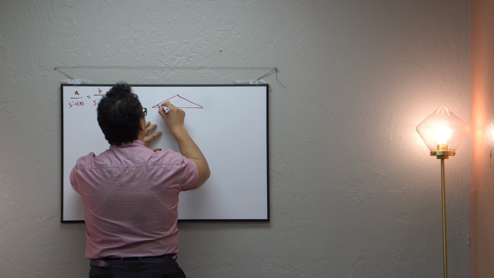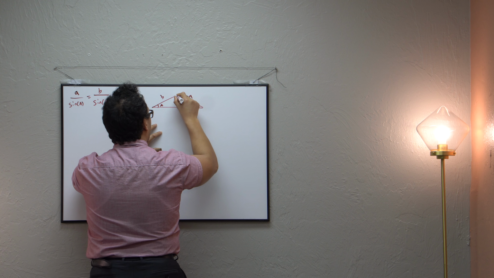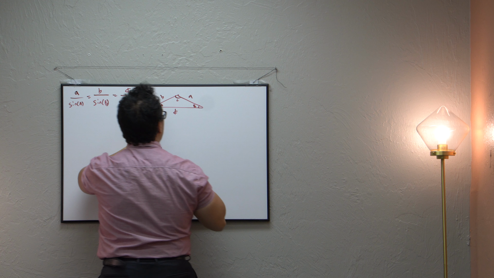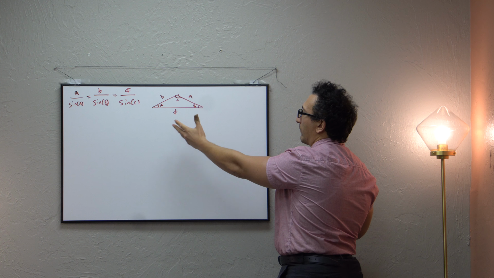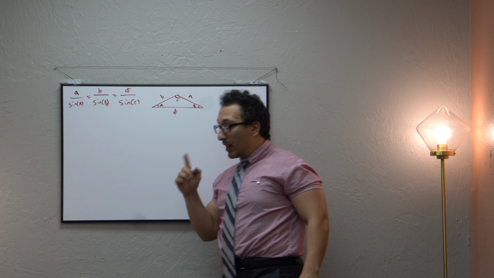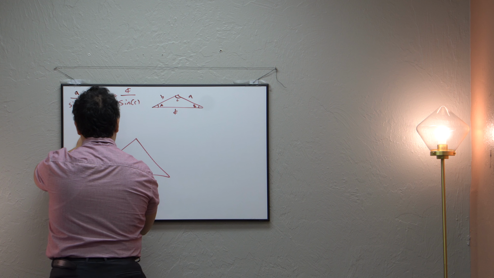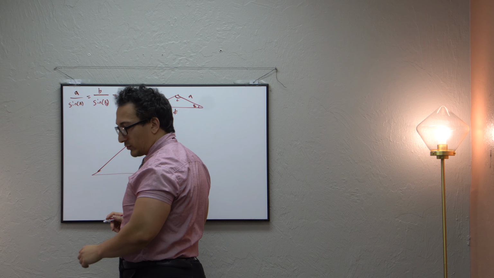Something like this, we can call this A, B, little b, C, little c. So it's a relationship for an arbitrary triangle like that. Now, let us apply it. Let's say we have a triangle like so. It's a non-right triangle.